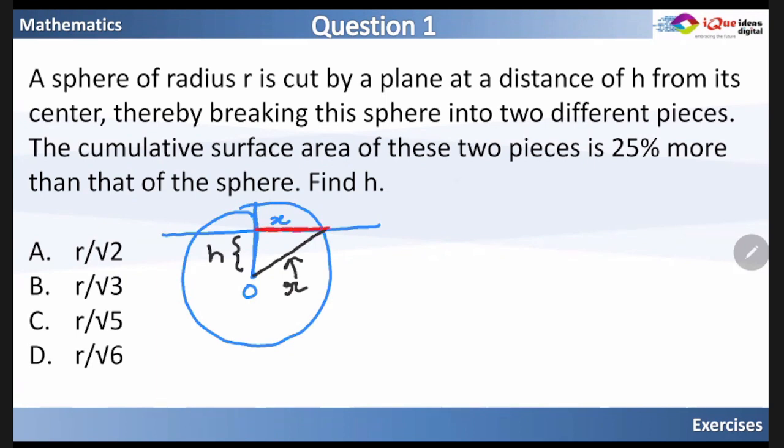the first relation I can have is that x square plus h square is equal to r square, because this will form a 90-degree right angle triangle. Correct? Got that part?